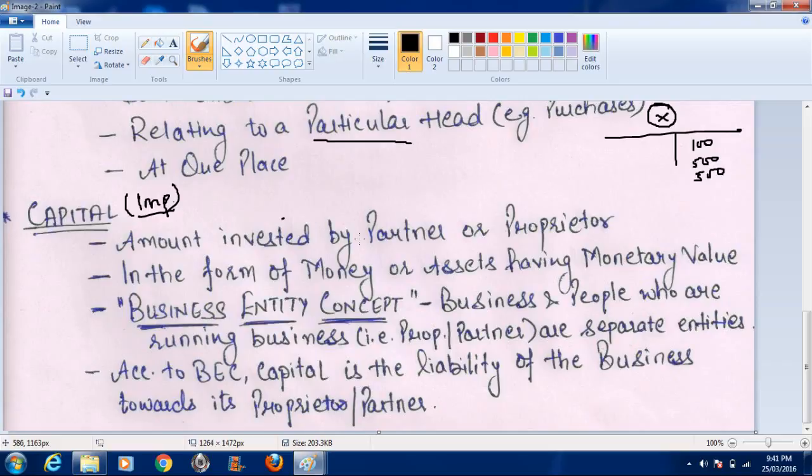Capital is the amount invested by a partner or the proprietor. Suppose today is 1/4/15, and you are starting a new business. For starting any business, you will have some cash of your own. You will start your business with that cash. Suppose you have 2 lakhs with you and you start a shop, a business. You will invest this 2 lakh in the business. Now this 2 lakh is capital.